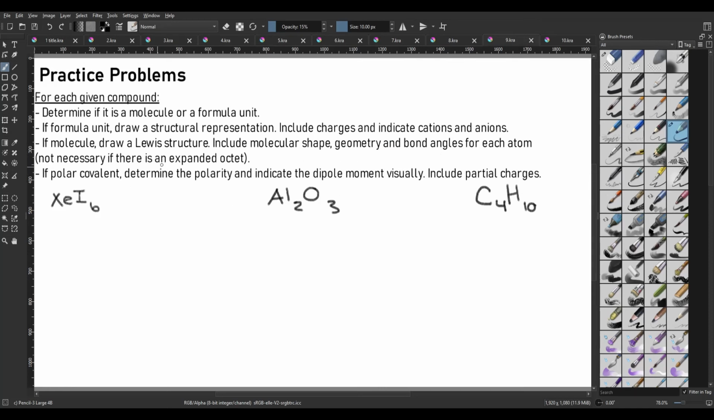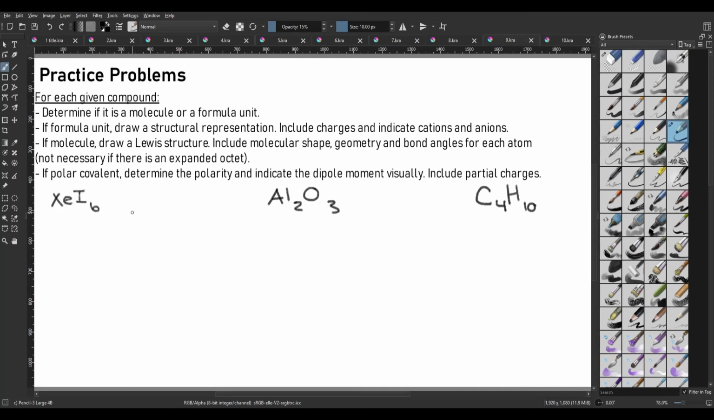And if it's not an expanded octet, you're going to additionally include molecular shape, geometry, and bond angles for each atom in the molecule. If it's polar covalent, you're going to determine the polarity and indicate the dipole moment visually. And you're also going to include partial charges here. So we're going to work through these 3 and follow these directions. So our first example here is xenon hexaiodide.